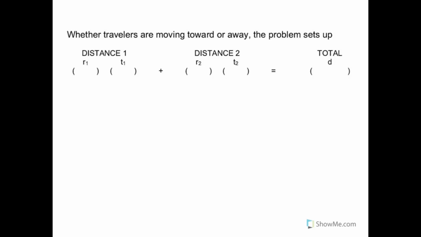So if you're setting up a word problem where travelers are moving either toward or away, we're going to use the same format. The first distance, which is the rate times the time, plus the second distance, again a rate times the time, will equal the total distance.